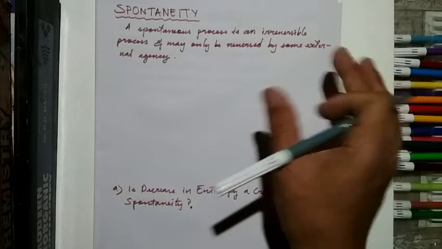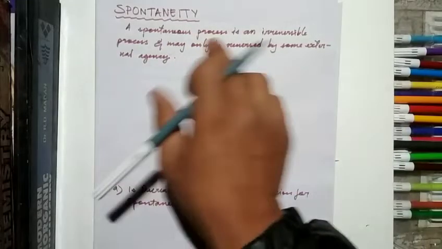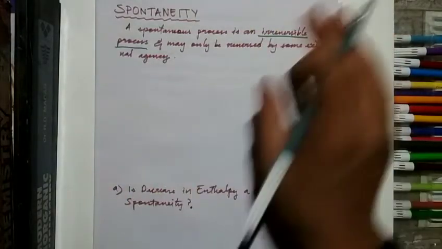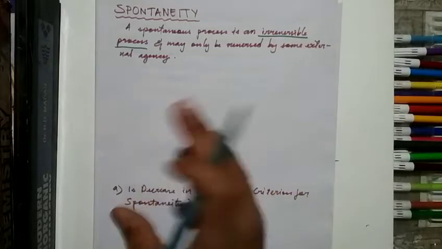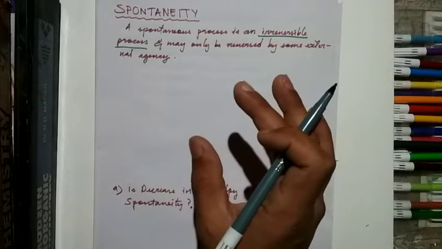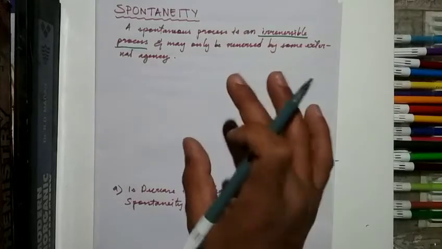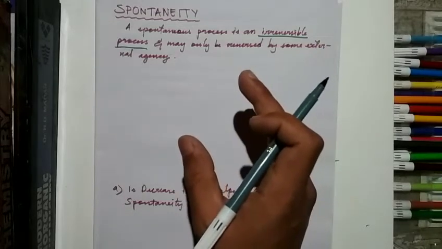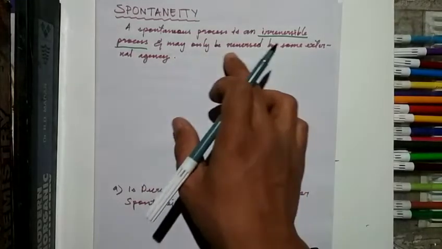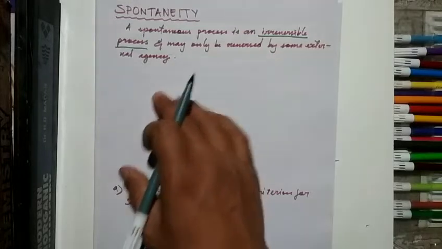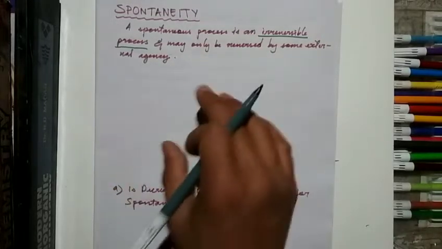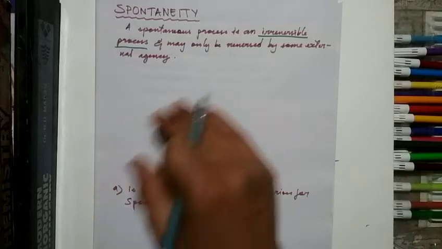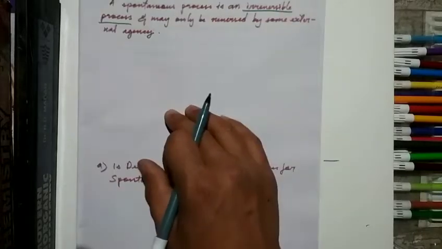A spontaneous process is an irreversible process. This process will go in one direction, sometimes called unidirectional, and may only be reversed by some external agency. So this process will proceed in one direction, and if there is an external agency, the process can be reversed.